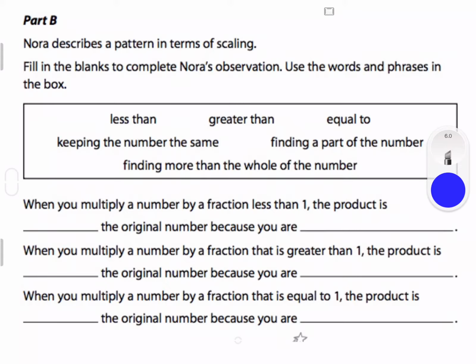Nora describes a pattern in terms of scaling, and we have defined scaling in class as resizing, doubling, or halving. Resizing. So that's what we're talking about. Fill in the blanks to complete Nora's observation. Use the words and phrases in the box.